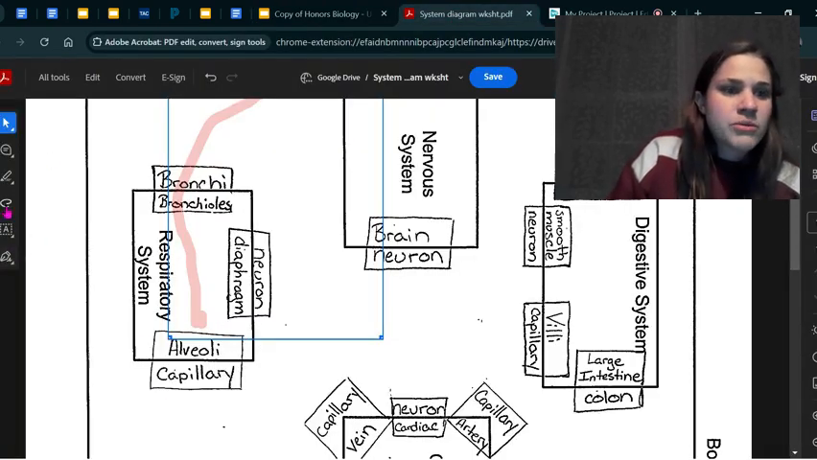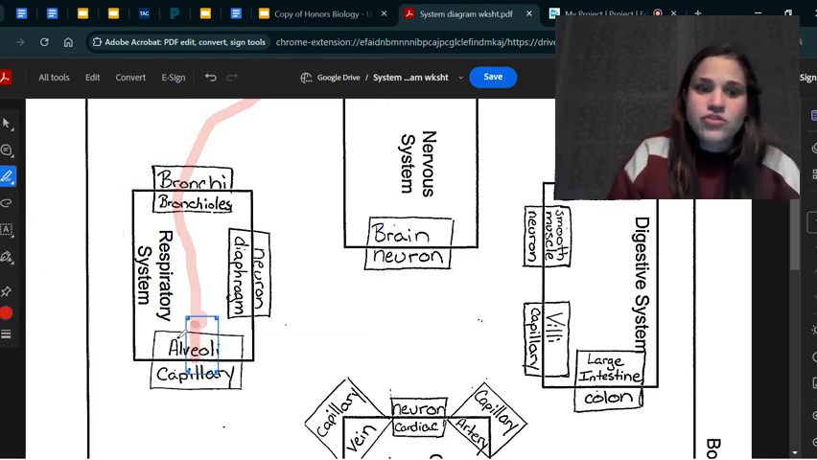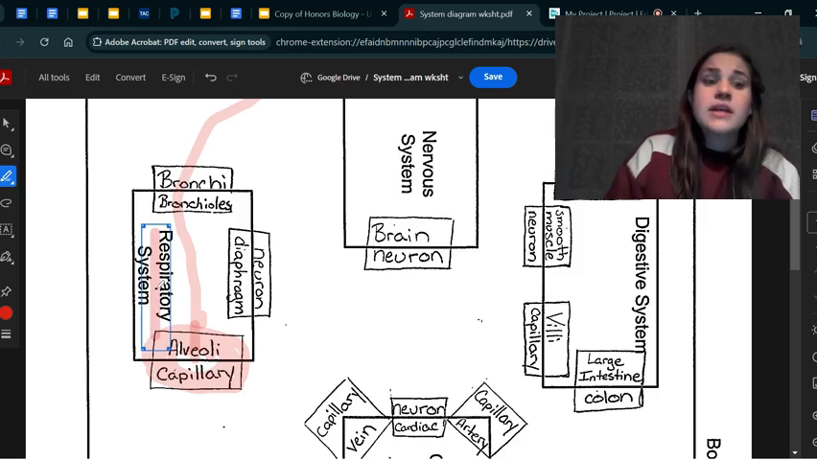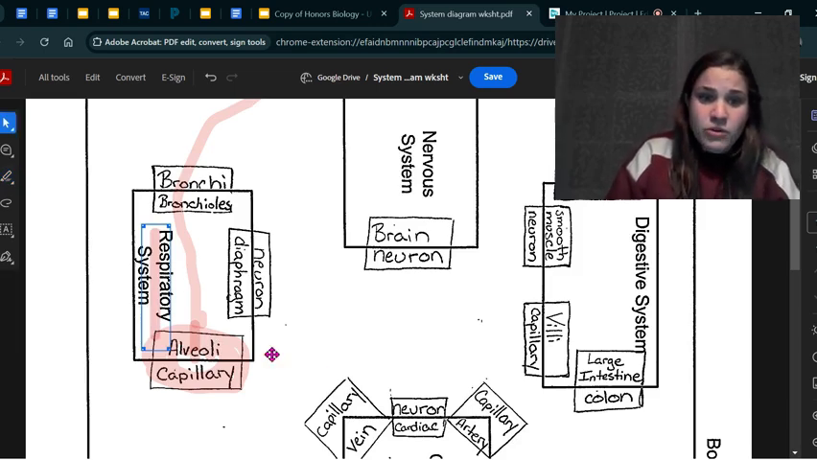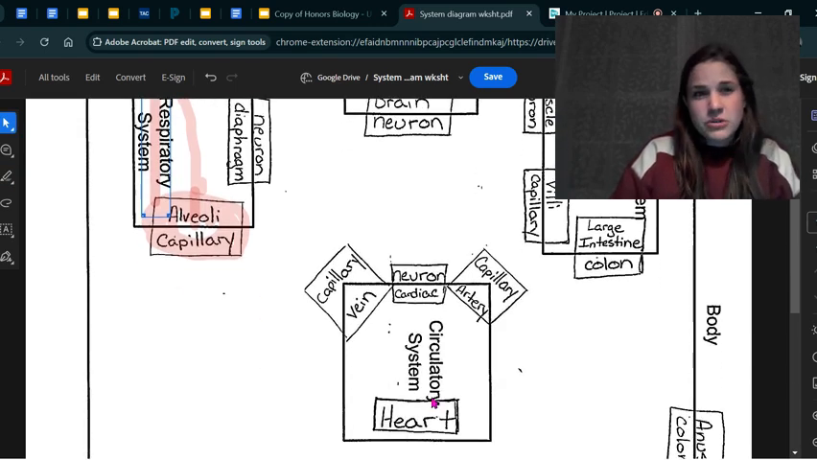So essentially what we were drawing on the board the other day when we were drawing those structures is we were drawing this, the junction between the alveoli and the capillary. The moment when it left the respiratory system and the alveoli, and now as part of the capillary is officially part of the circulatory system.